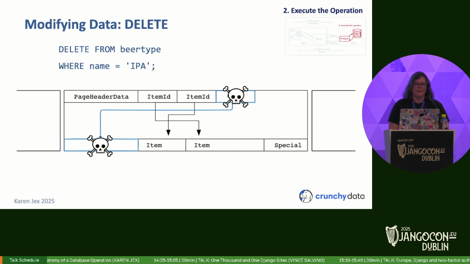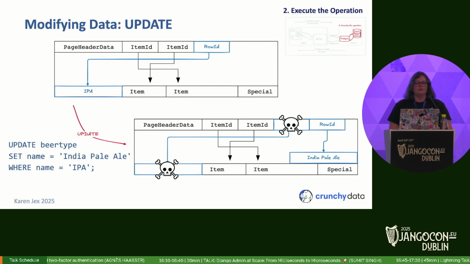Deleting rows. If we delete a row, it doesn't actually physically get deleted. Postgres just marks it as dead. It will be removed later during a vacuum operation once Postgres is sure that it's not actually needed anymore. Updating a row is actually a combination of an insert and a delete. Postgres is going to create a copy of the existing row, but with the new information, and it's going to mark the old one as dead.